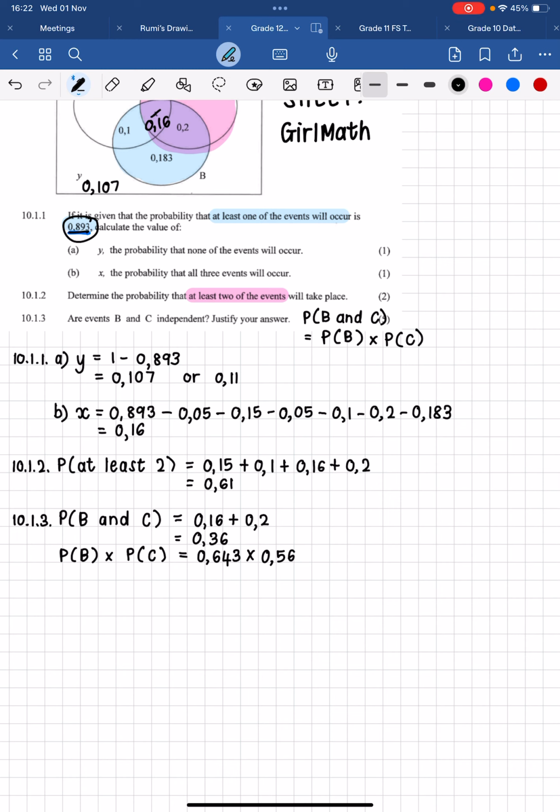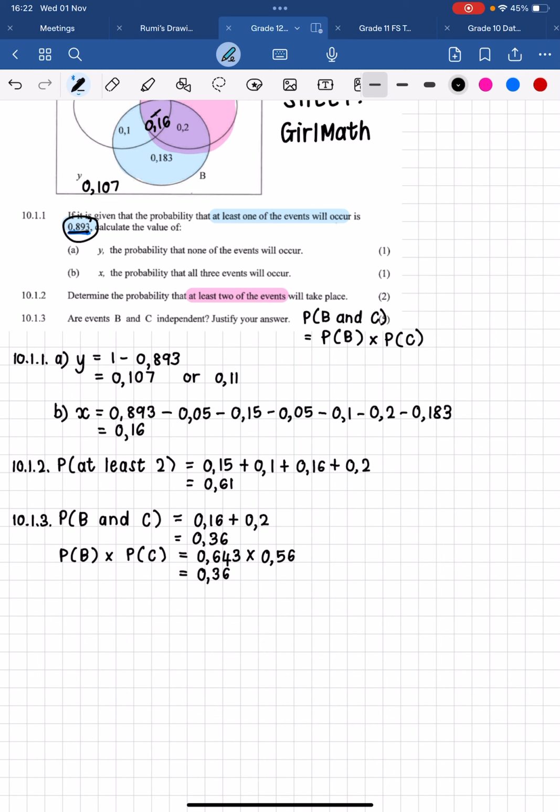All right, so for the second calculation, it's very important you do these two probabilities completely separate. The first one is where the two overlap. The second calculation is the two values separately. So now when we multiply these two together, we are going to get an answer of 0,643 times 0,56.